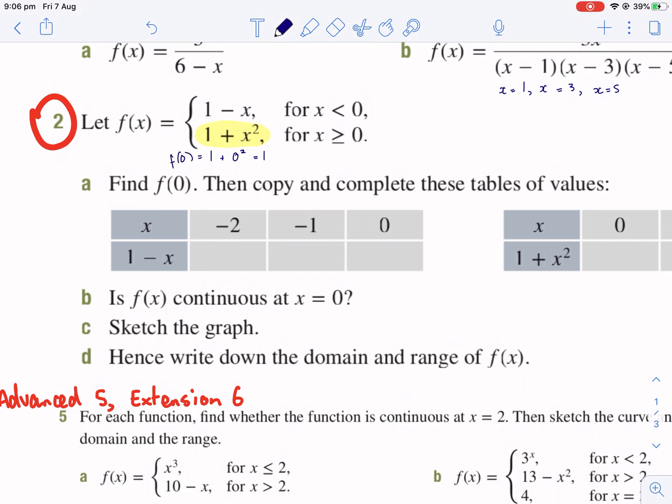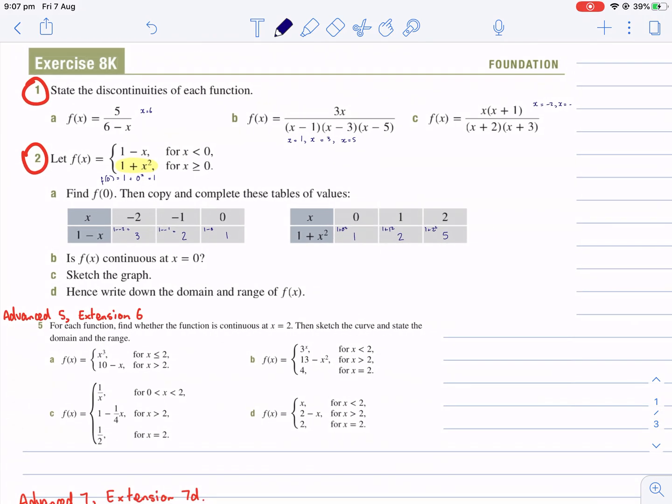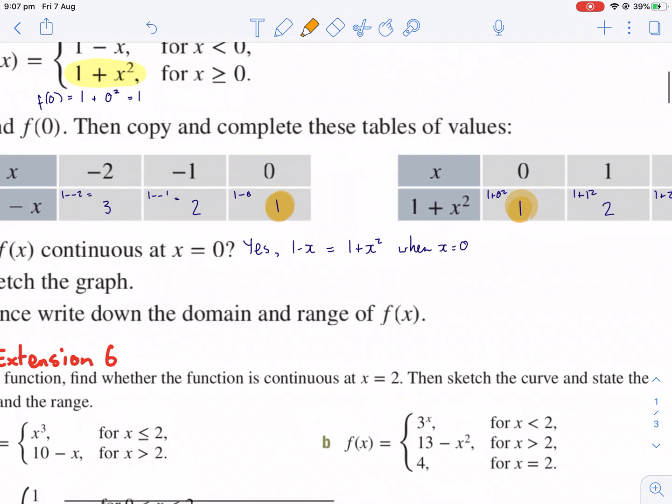Copy and complete these tables of values. So we're doing x and 1 minus x. So 1 minus negative 2, 3. 1 minus negative 1, 2. 1 minus 0, 1. 1 plus 0 squared, 1. 1 plus 1 squared, 2. 1 plus 2 squared, 5. It is continuous. 1 minus x equals 1 plus x squared when x equals 0. So because we got the same values when we subbed in x equals 0, it's going to meet.